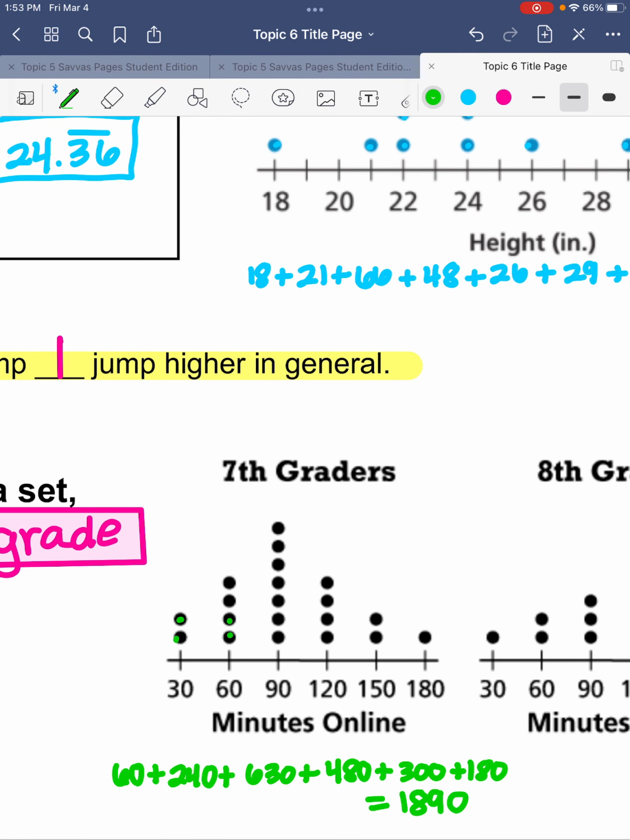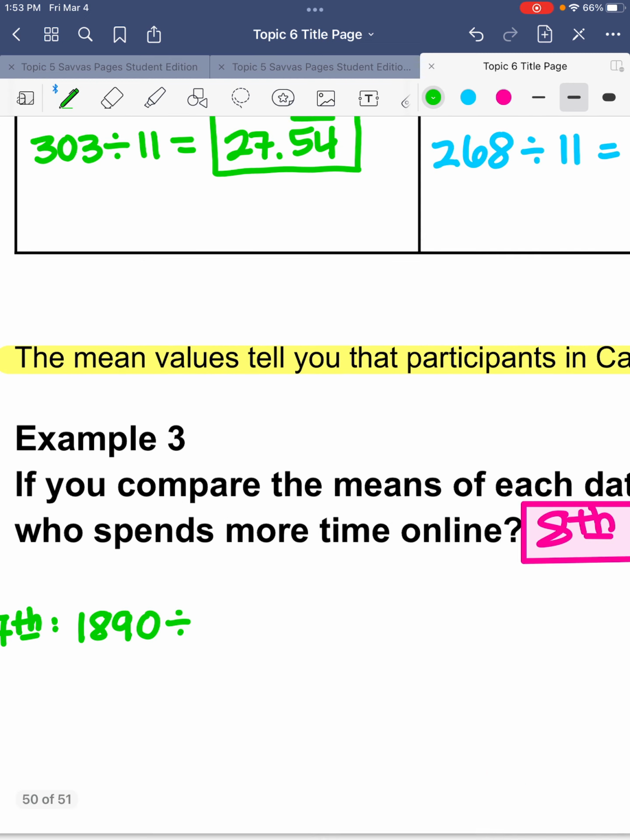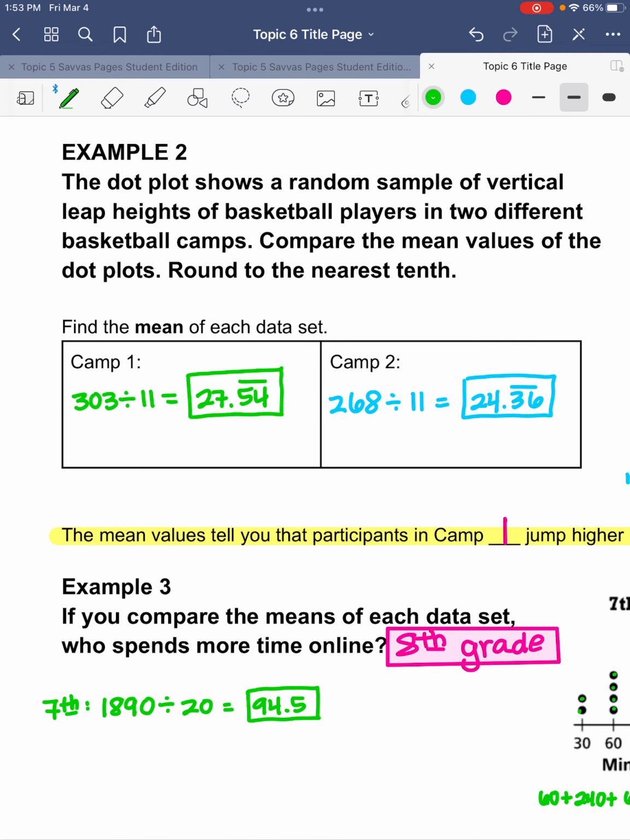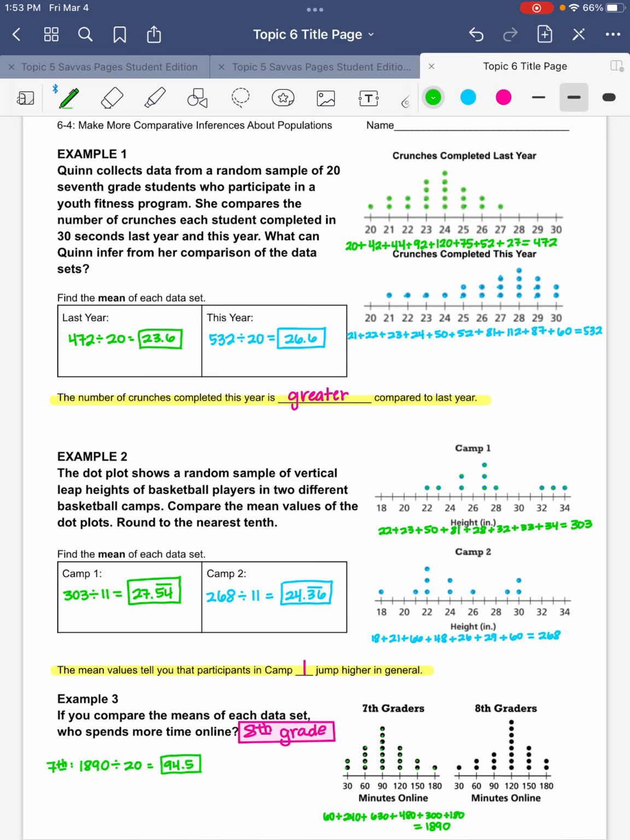1, 2, 3, 4, 5, 6, 7, 8, 9, 10, 11, 12, 13, 14, 15, 16, 17, 18, 19, 20. There are 20 dots. So I'm going to put that into my calculator. 1,890 divided by 20 is going to give me 94.5. Okay, so that is my mean for 7th grade. Let's see if we can figure out our mean for 8th grade.